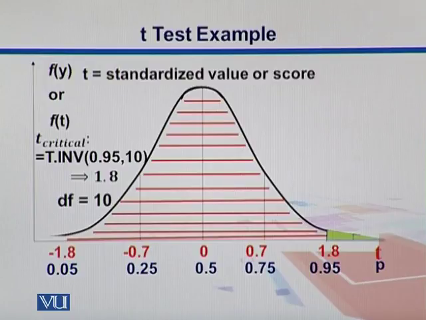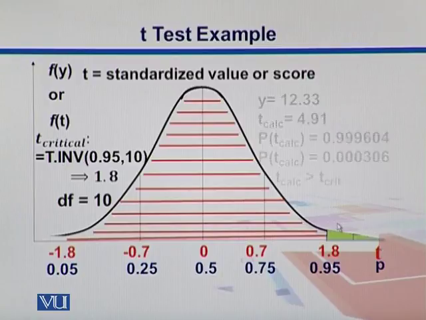So if our observation, or our calculated T, is greater than this 1.8, our results are significant. In that case, we can say the probability of finding this is greater than 0.95. So the observation is present in the upper 5%. While if we start looking at it from the right-hand side, the probability should be less than 0.05.